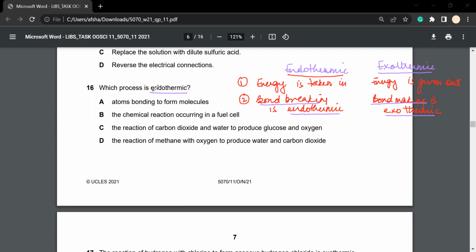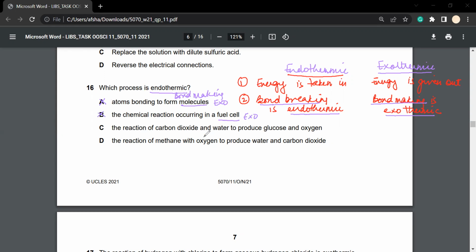It says which process is endothermic. We have to identify which process is. Now atom bonding to form a molecule, तो basically यहाँ पर bond making हो रही है. अब bond making का मतलब है कि this is going to be your exothermic, right? तो A incorrect है. The chemical reaction occurring in a fuel cell. तो fuel cell में आपका chemical reaction की वजह से energy liberate out हो रही है. So that means it's again an exothermic reaction. We have to look for an endothermic. So B is again incorrect.